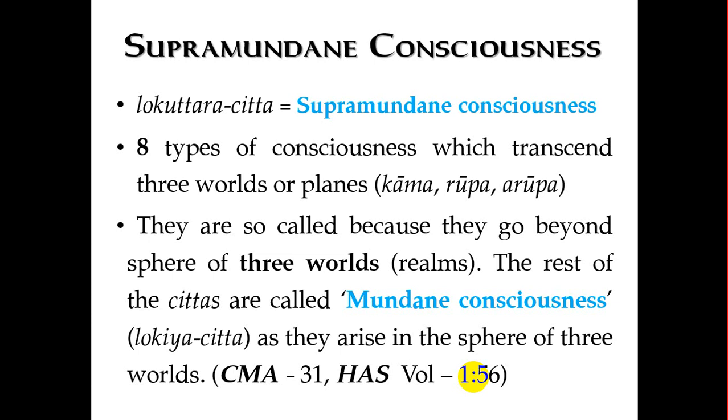Really, some people do not like the words supramundane and mundane. But anyway, we have to use them. We have a limitation of words, right? Some people use transcendental consciousness, and some people may use spiritual consciousness. Anyway, we will stick to these terms. Here, lokuttara: loka means the world. The world means three worlds, kama world, rupa and arupa. So these eight types of consciousness are not within the sphere of those three worlds, right?